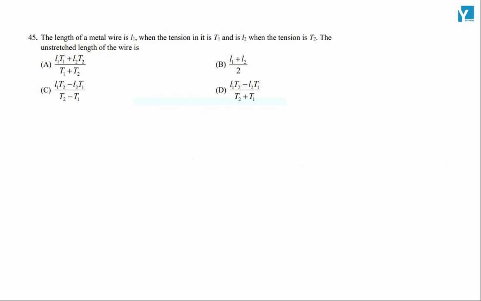The length of a metal wire is L1 when the tension in it is T1 and L2 when the tension in the wire is T2. The unstretched length of the wire is.